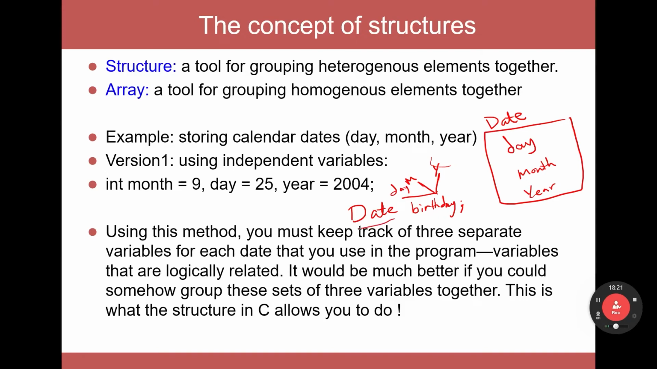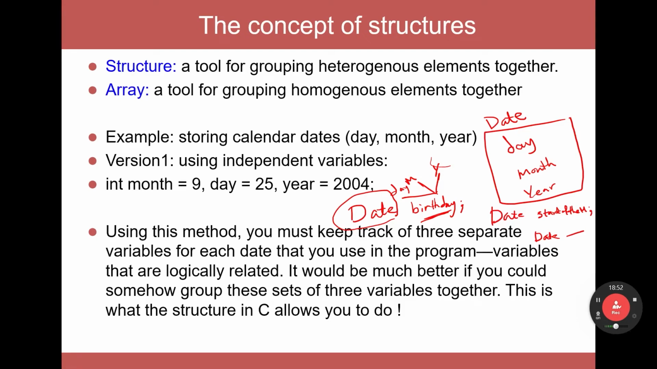So I can create the structure date, and then create one for birthday, and another date, for example, start of the month, and then I can create another date, for example, a date for something else, and so on. So we can create multiple dates. Each date contains 3 variables. Okay, so this is the easy way.